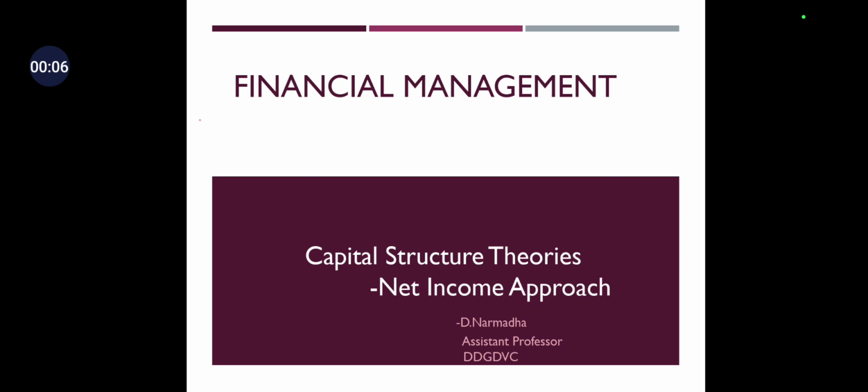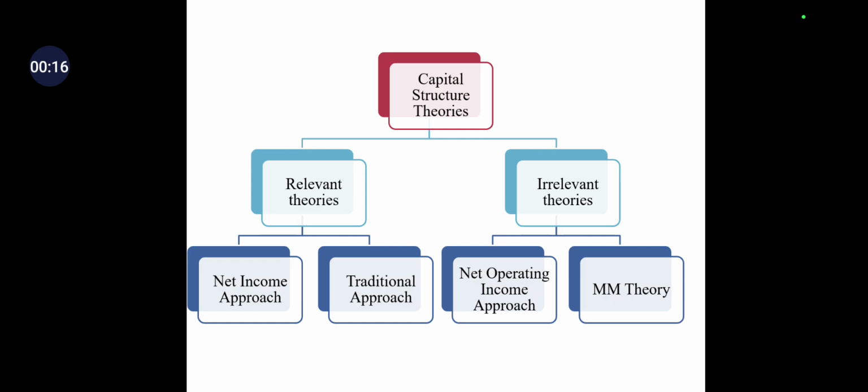In the previous video, I shared only the classifications under the capital structure theories. We already know the capital structure theory is divided into two concepts. One is relevant and the other one is irrelevant. Why it is called relevant means the value of the firm gets affected because of your capital structure decision. And irrelevant means whatever your capital structure decisions, it doesn't affect the value of the firm.